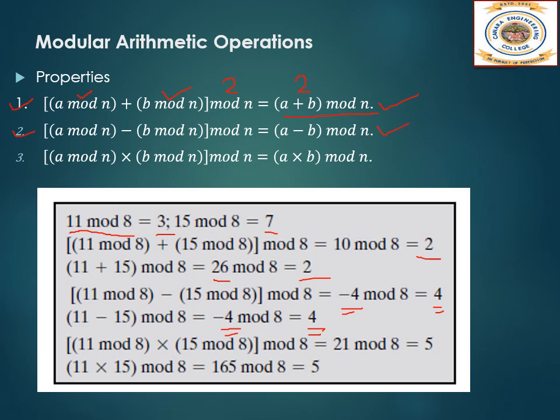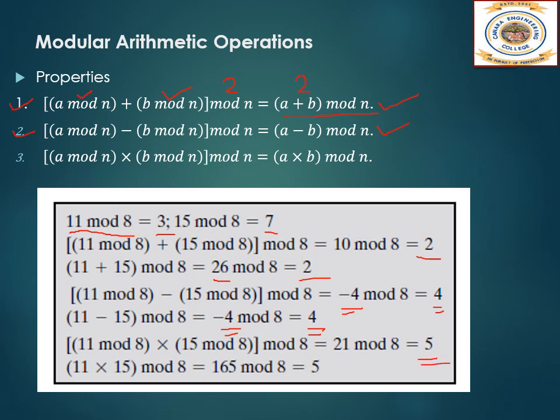Coming to the last one. Again 11 mod 8 is how much? 3 and 15 mod 8 is 7. So 3 into 7 is how much? 21. So 21 mod 8. How much do you get? What is the remainder? After we divide 21 by 8, the remainder is 5.